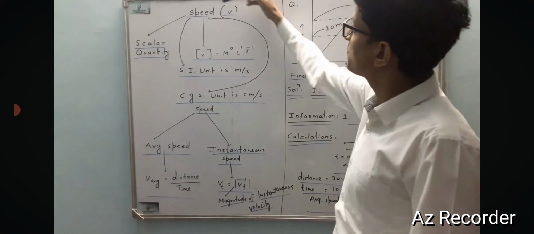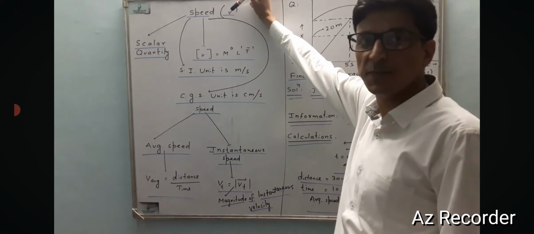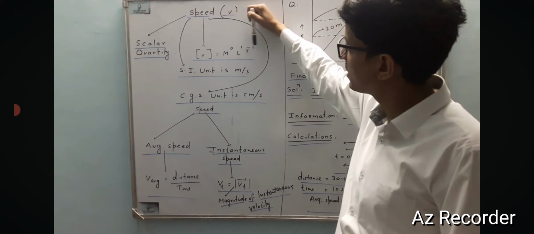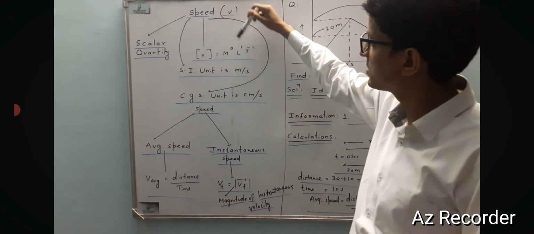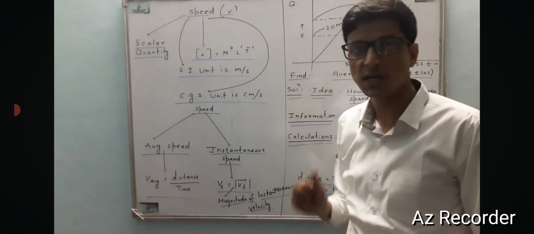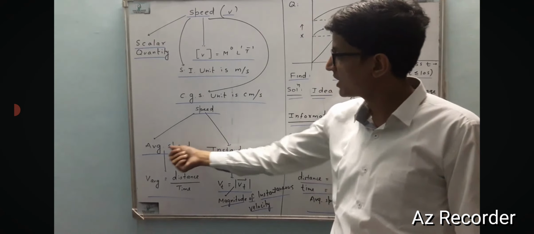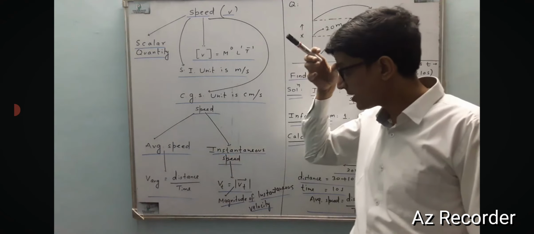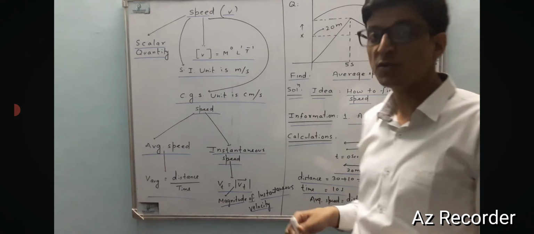So speed is represented by the symbol v. It's a scalar quantity. It has dimensions M0 L1 T-1, and SI unit meter per second and CGS unit centimeter per second. Speed can be categorized as average speed and instantaneous speed. Average speed is distance by time and instantaneous speed is magnitude of instantaneous velocity.